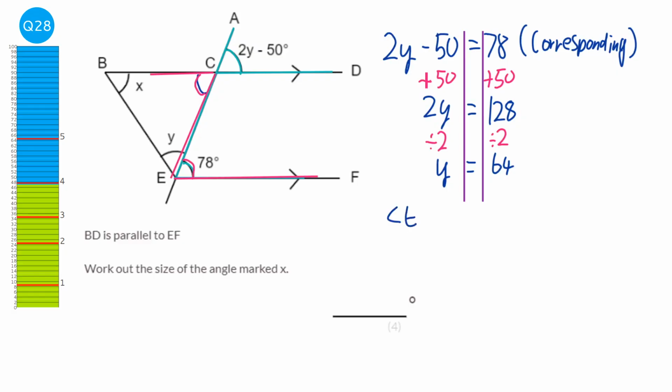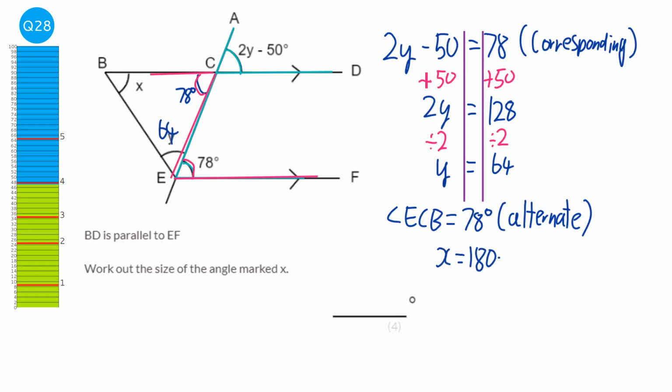So angle ECB is equal to 78 degrees. So this will be 78 degrees. And the reason for that is alternate angles. And then finally, if we know this is 78 and we know that this is 64, because we know what y is, then we can work out what x is. So x equals 180, angles in a triangle, take away the 78 we know and the 64 we know. And the reason for that is angles in a triangle add up to 180 degrees. And just make sure you write down all the reasons as you go. And when we take away the 78 and the 64 from 180, you get 38. So x is therefore 38 degrees.